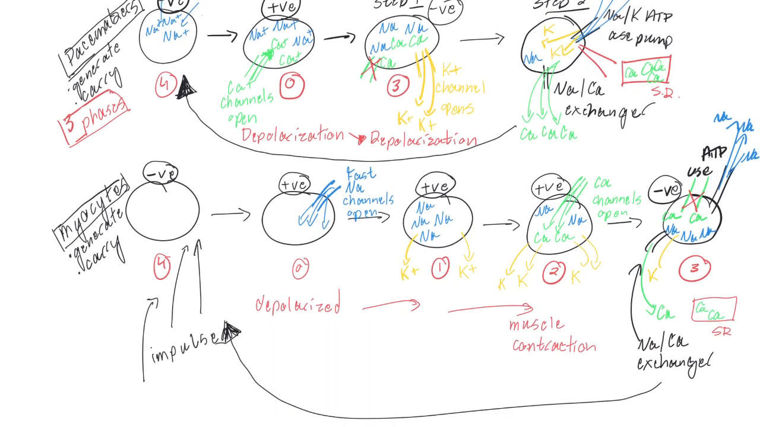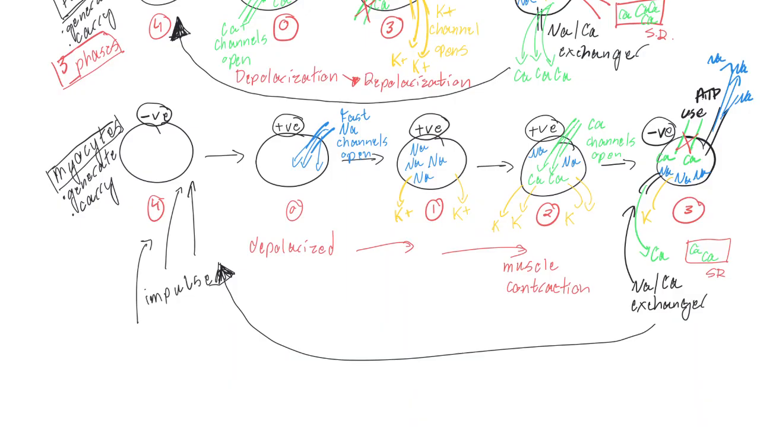Myocytes carry electricity. They don't generate it. Well, they're not supposed to. And so when they carry electricity, their action potential is a little bit different than the pacemakers. There's actually 5 phases to this action potential. We have fast sodium channels, we have the leakage of potassium, calcium channels opening, which is when muscle contraction happens.